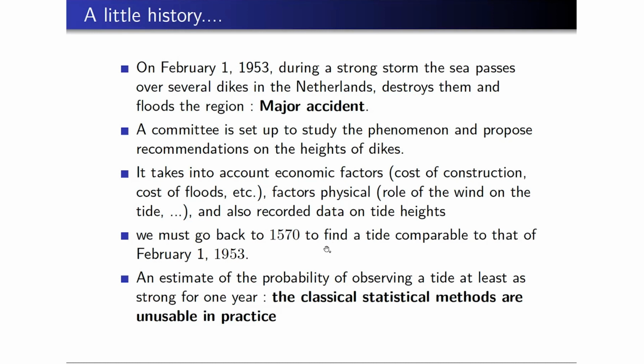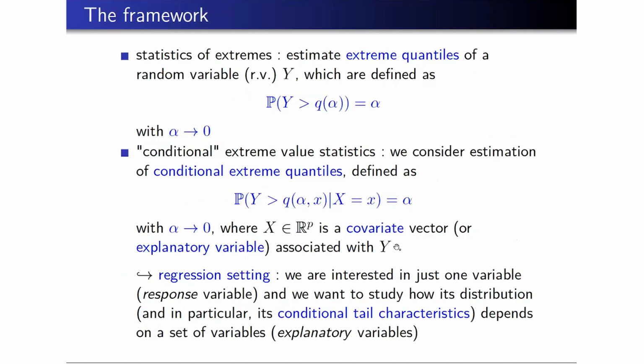And if we look at the past, there was an accident like this. But the problem is how to understand and try to give some prevision about this phenomenon. This phenomenon is very rare, and then we do not have sufficient data, so the classical statistical methods cannot be used in practice. I think Amir Shakami has talked about this. But here, the framework is to estimate what we call the extreme quantiles. Extreme quantiles are quantiles which are very high, where the probability alpha is very, very small.